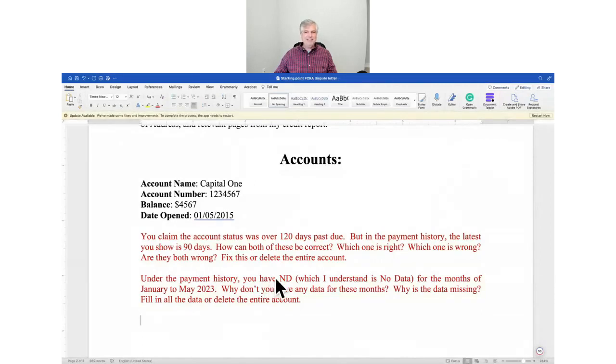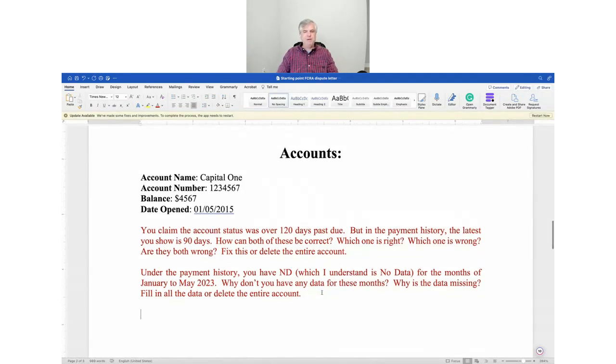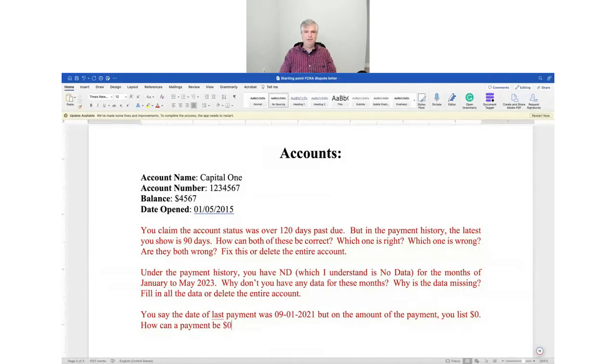So under the payment history, you have ND, no data, for the months of January to May 23. Why don't you have any data? Why is the data missing? It might be, remember on the TransUnion report, you say the date of last payment was 09/01/2021, but on the amount of the payment, you list 0. How can a payment be 0? That makes no sense to me.